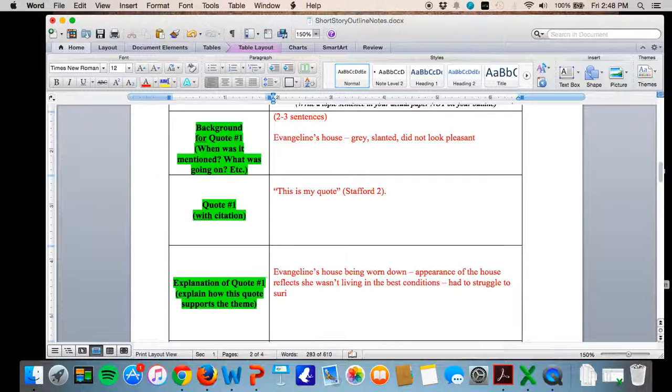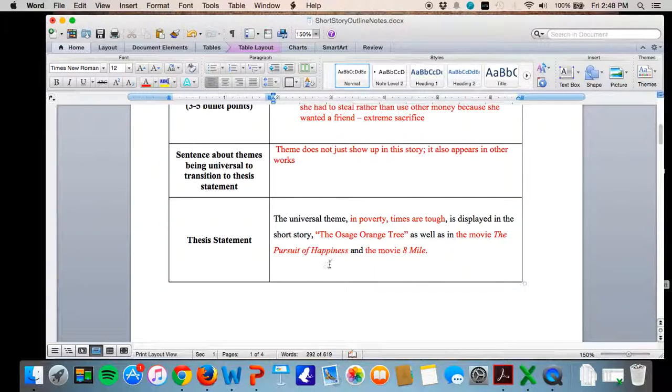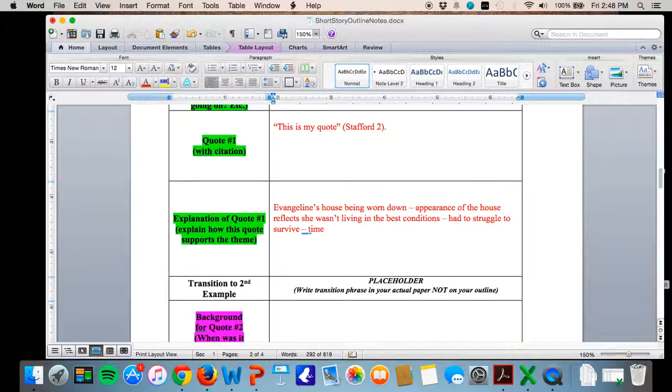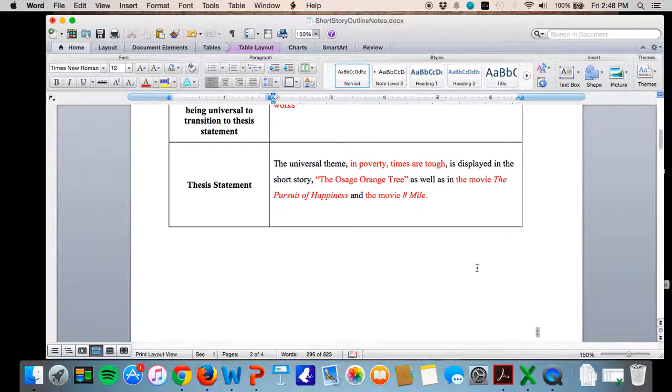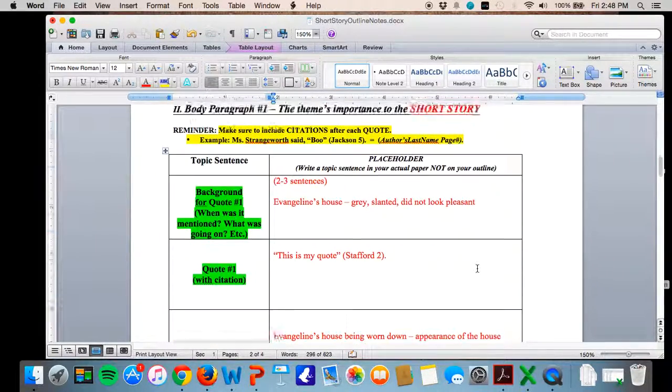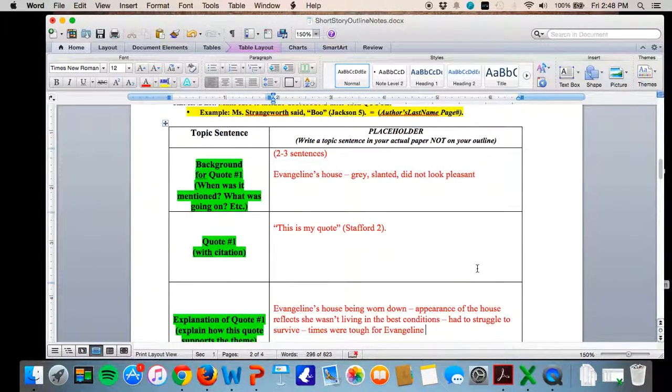And a good way to bring in the theme is to make sure to bring in elements of the theme. So my theme was that times were tough. I might want to mention that times were tough for Evangeline and give some sort of explanation directly linking my theme back to my thesis statement. Okay, directly linking my example back to that thesis statement and to the theme.